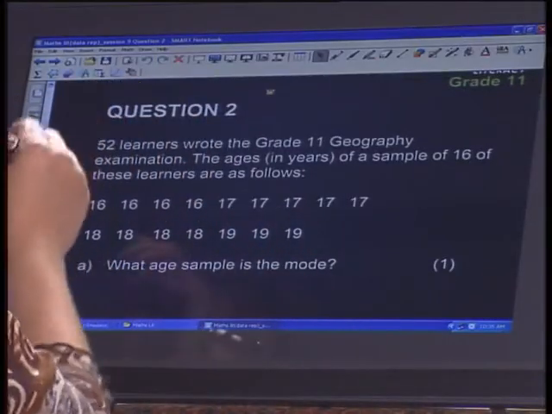Question 2 says 52 learners wrote the grade 11 geography examination. The ages in years of the sample of 16 of these learners are as follows. So what I have here is a sample of 16 of the 52 learners and their ages. So I'm going to look through all the ages and then go on and answer the question.